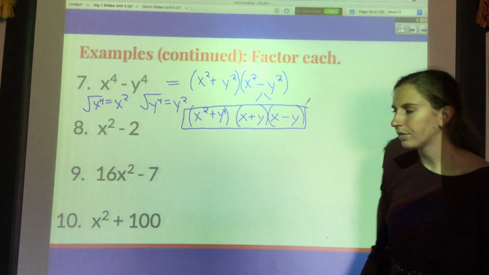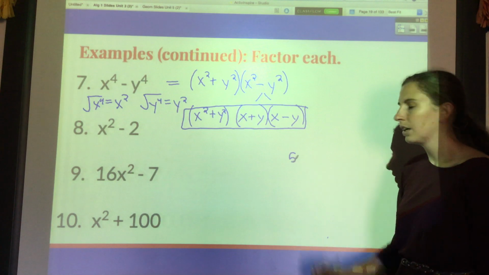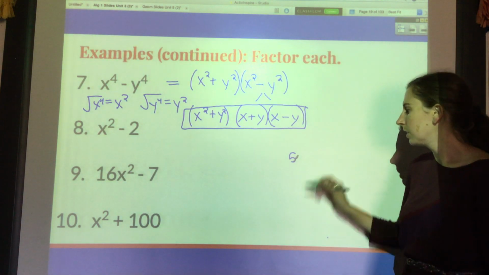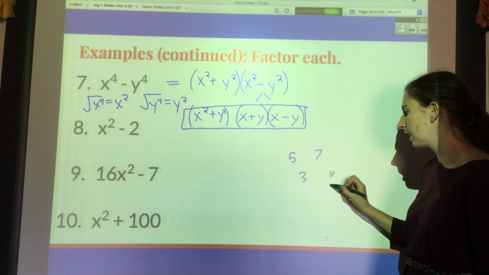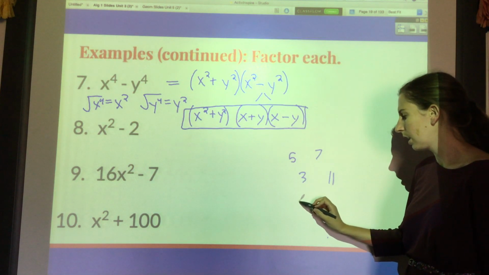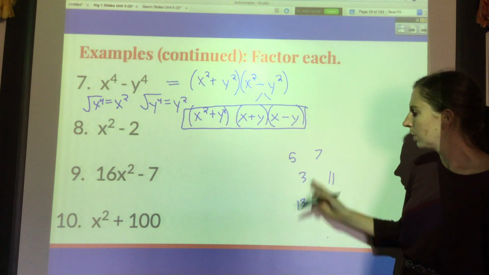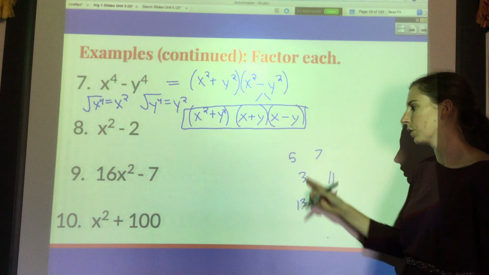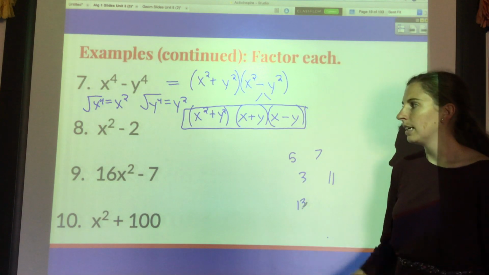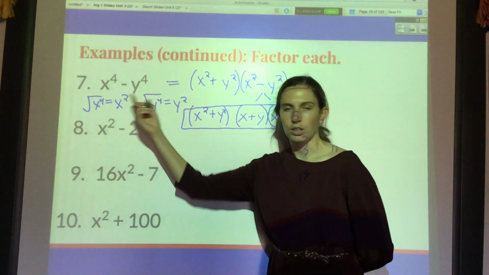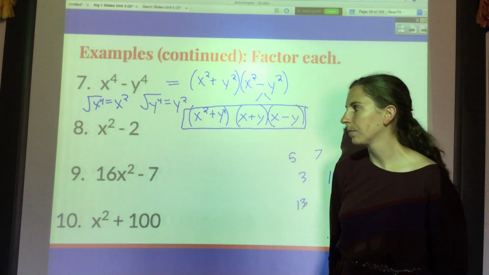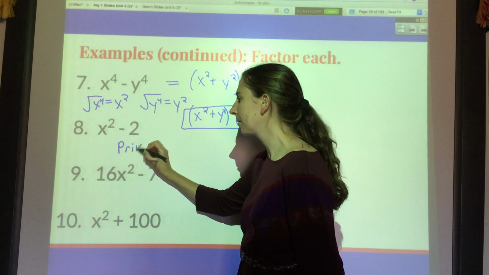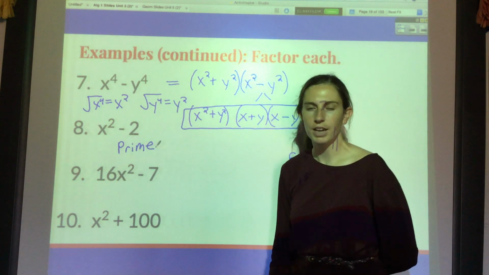When a number doesn't factor, like for example 5, 5 has no factors besides just 1 and 5. Same with 7 and 3 and 11 and 13. These numbers, we call them prime because they don't have any factors except for 1 and themselves. Same thing here. The only thing I can factor out would be a 1, and that's not very exciting. So just like with numbers, we call these expressions prime, meaning it doesn't factor.